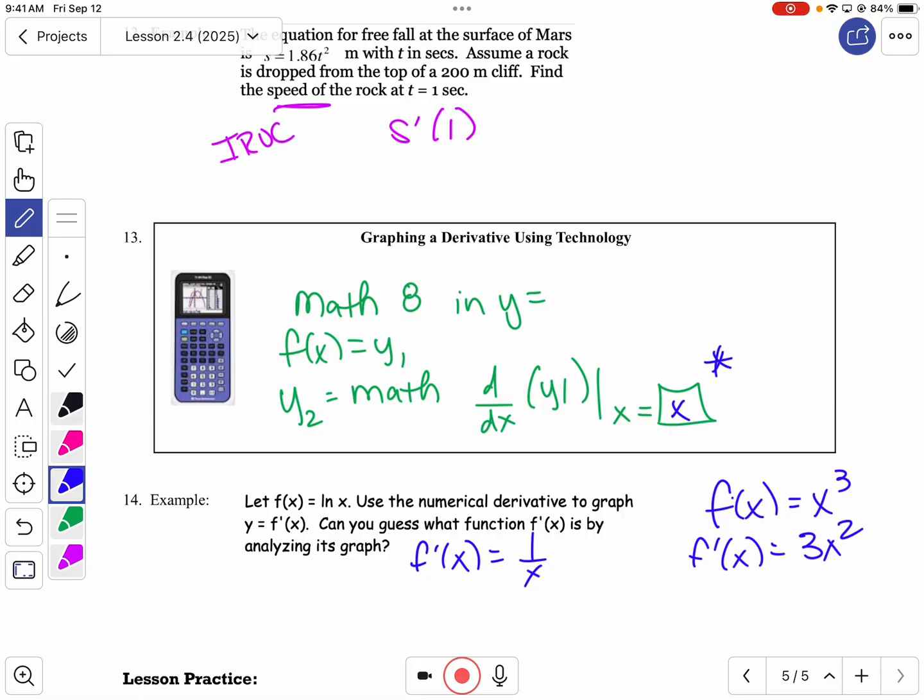What's the first thing you should check if you're trying to prove that something's differentiable at a point? Yep, does the function exist there? Then we're going to look at the slope limits from both sides. Okay, math 8 is your friend.